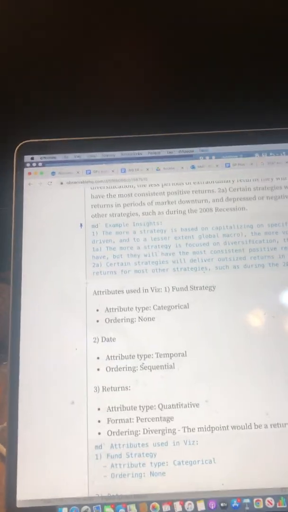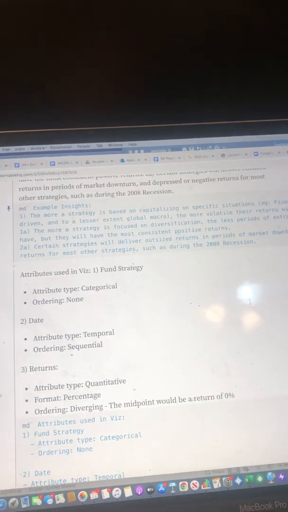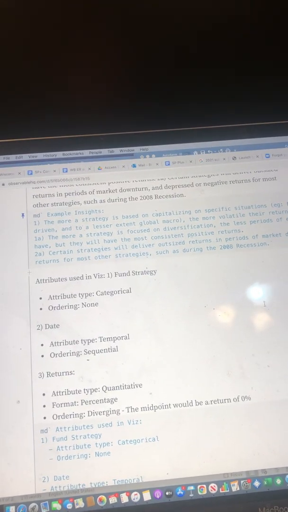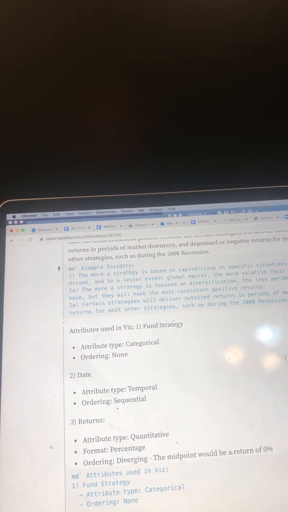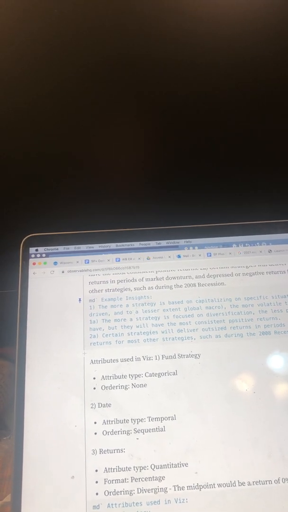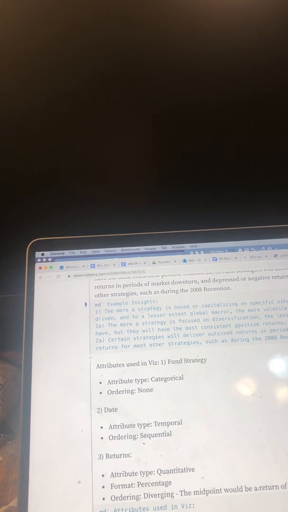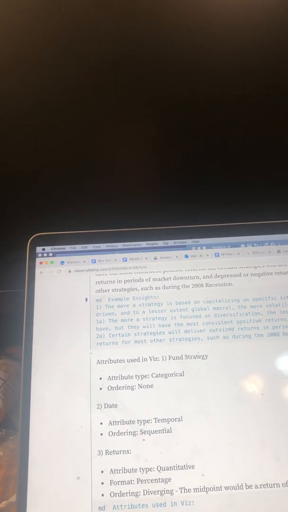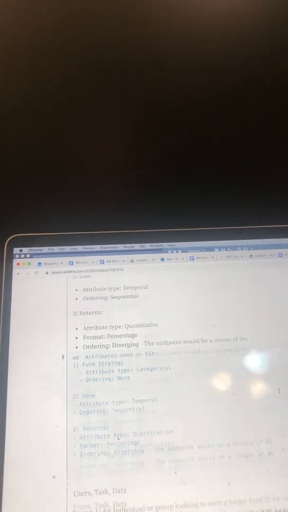So talking about our attributes a little bit here, I had three different attributes. We had our fund strategy, which is a non-ordered categorical variable, and the date, which is actually a quantitative value, and the ordering of it is sequential. And for our returns, it's another quantitative format. It should be as a percentage, although for our data, we had to put it in as just a nominal number so it fit into our analysis. And then the order is diverging with a midpoint of 0.